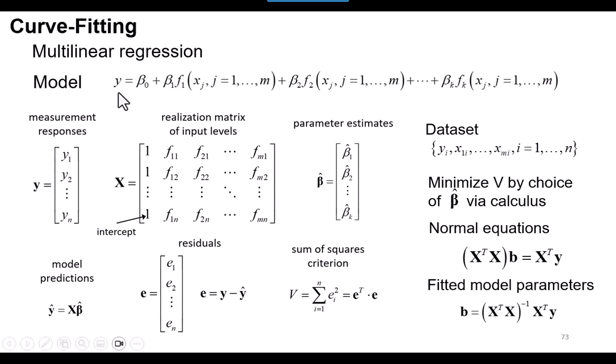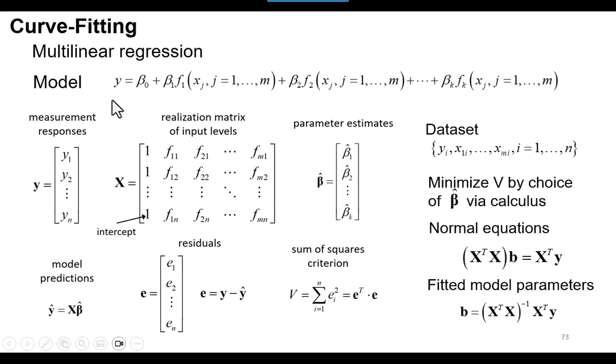We have a model now for multilinear regression, which is linear in the parameters that we're fitting. That's the key part. But each parameter can involve a function of more than one independent variable. And so we can have an X1 and an X2 and an X3, but it could be any formula that involves a set of independent variables. And this is the form that's required for multilinear regression.